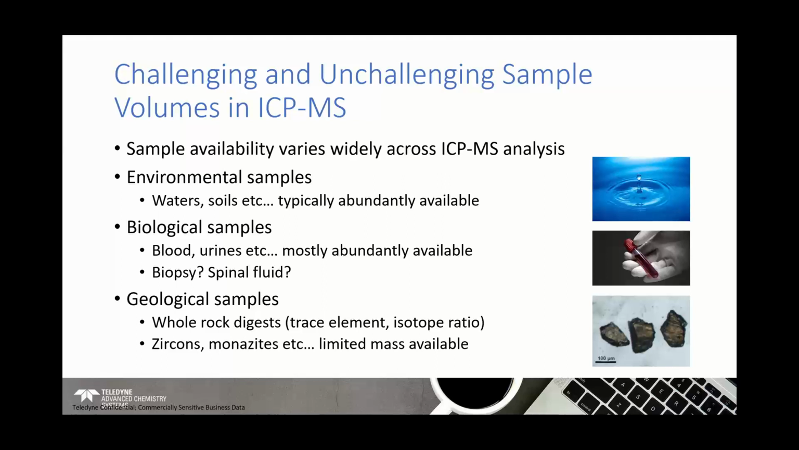If that's whole blood and that's what you're going to work with, fine, that could be diluted or digested, or even if you spin it down to get the plasma from it, you'll still have a lot of material to work with. So in that situation, sample volume and mass is typically not an issue.